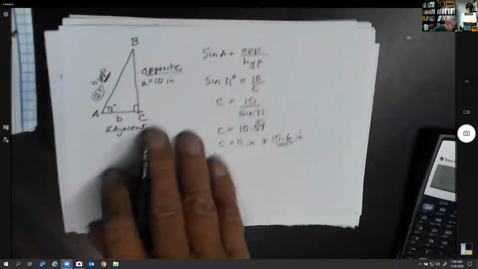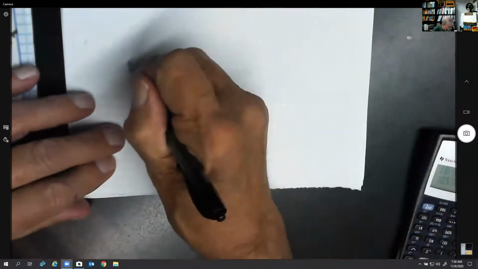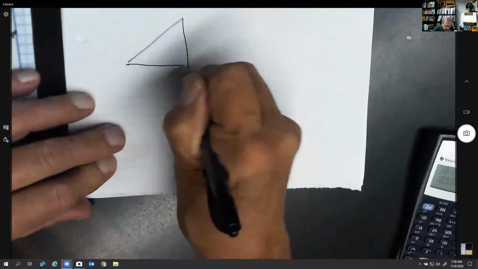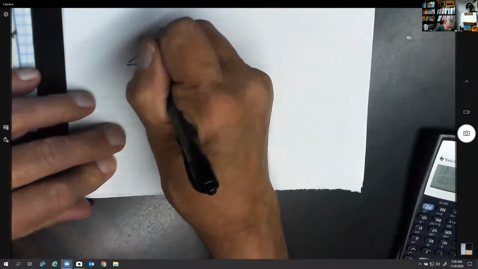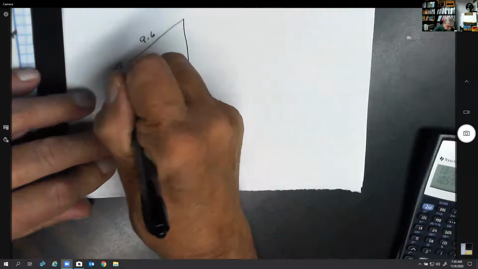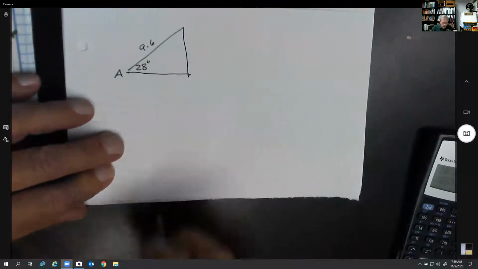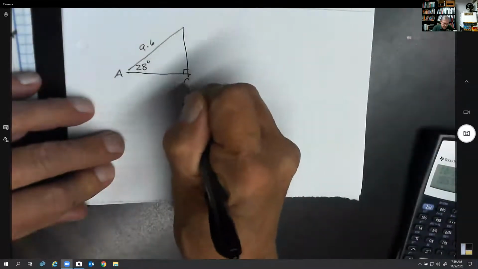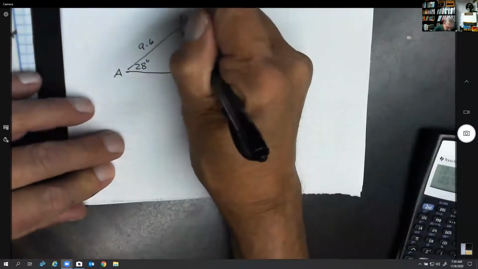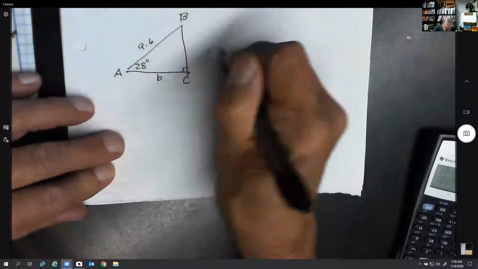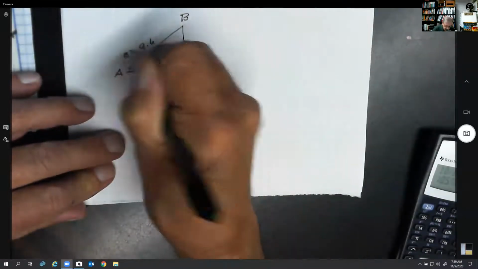Here's one that says, they want us to solve this triangle. That means they want us to find all the missing angles and all the missing sides and all that stuff. So let's draw this. Here's the triangle. 9.6. They call this angle A. 28. So we know this has to be angle C. This is your right angle. This would have to be angle B. This is side B, and if you look in the book, they did call this B. This is side A. This is side C.